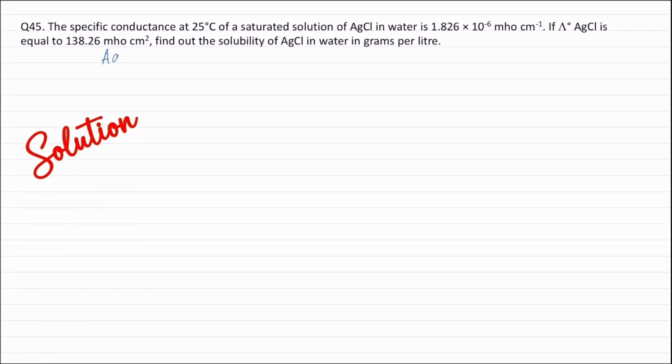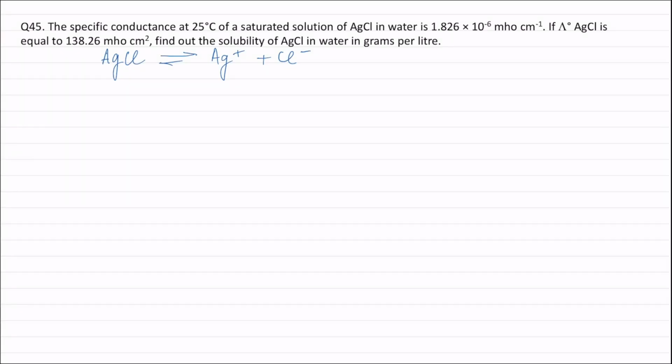Now when AgCl is dissolved in water, it forms Ag plus and Cl minus ions. Let the solubility of AgCl be x moles per liter. So the concentration of Ag plus ions in solution will be x moles per liter and Cl minus ions will also be x moles per liter. Now the charge on silver ion is 1. Charge on chloride ion is also minus 1.